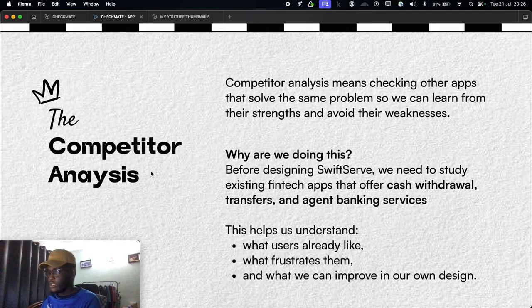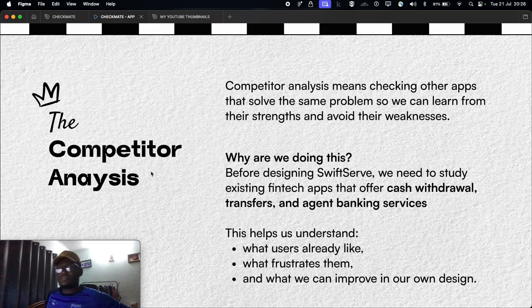Competitor analysis. Now I'm sure most of us have seen this before, like somebody has maybe told you about competitor analysis, or maybe you are working in a company where you have heard of, oh, who are our competitors, let's do an analysis of our competitors. So what is competitor analysis? Competitor analysis means checking other apps that solve something like the same problem we are trying to solve.